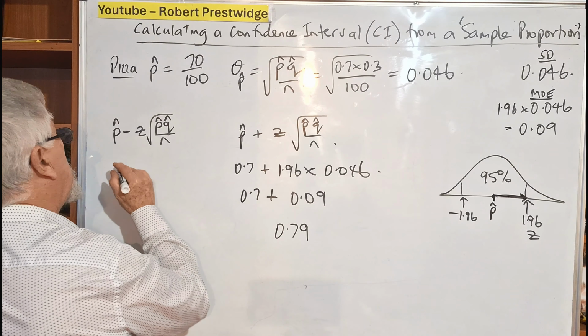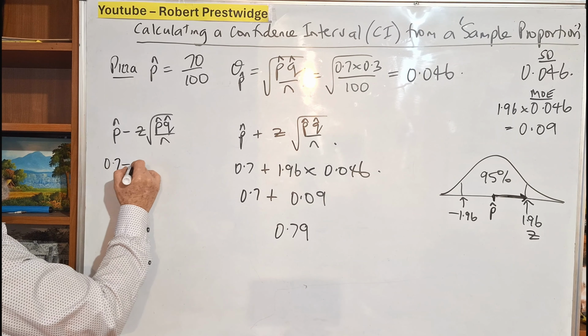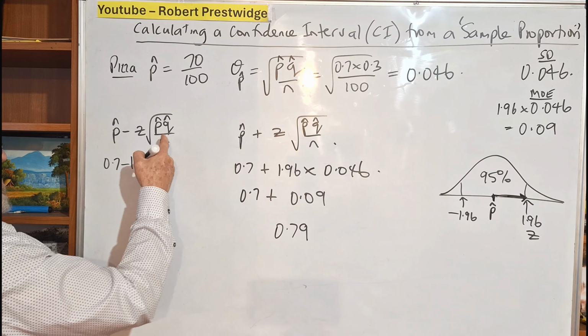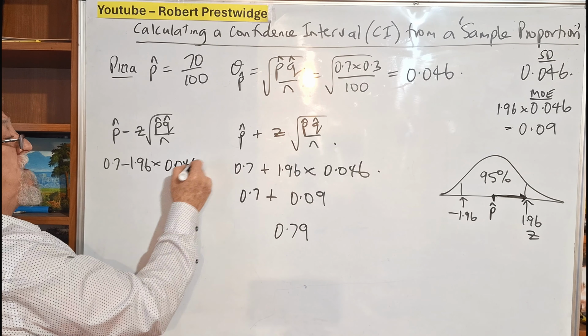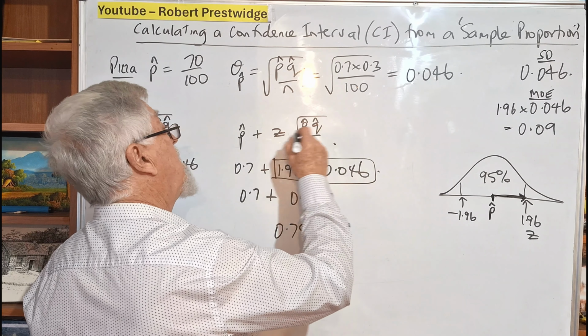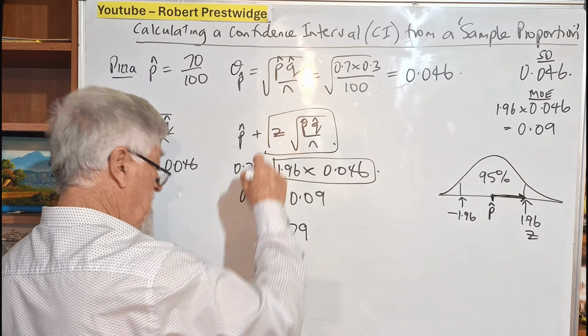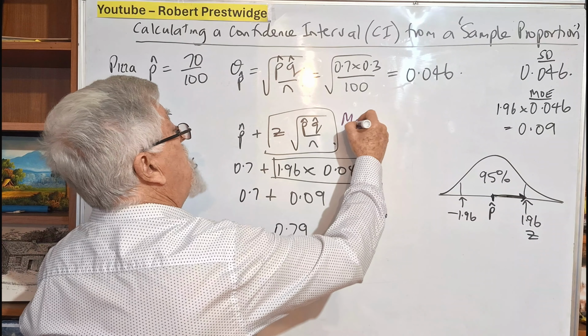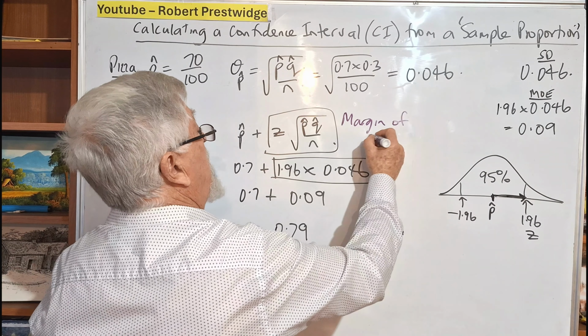Come down to this one here, and I've got the same 0.7 minus the 1.96 times the same standard deviation, 0.046, which of course, again, I'm going to say one more time, that calculation there is the margin of error. So if these pens work, that's our margin of error.